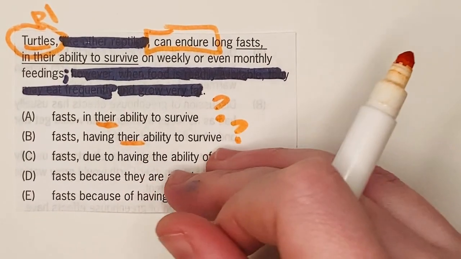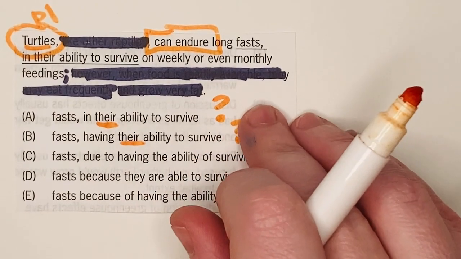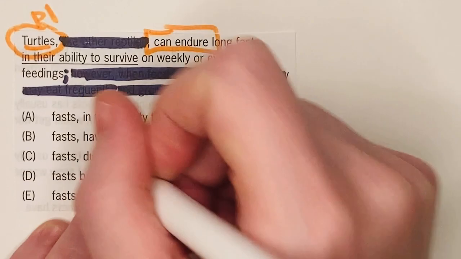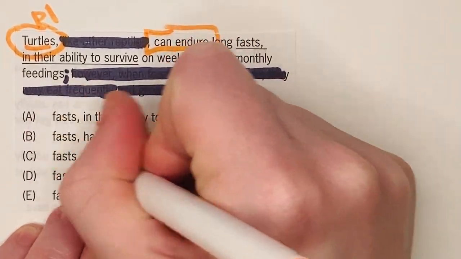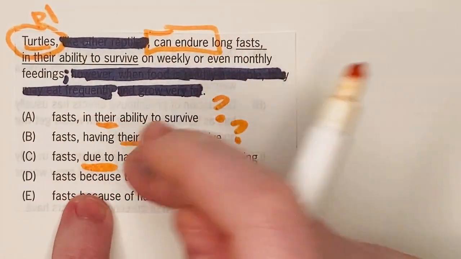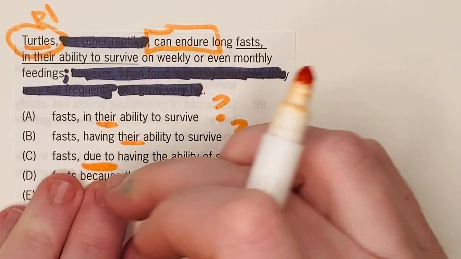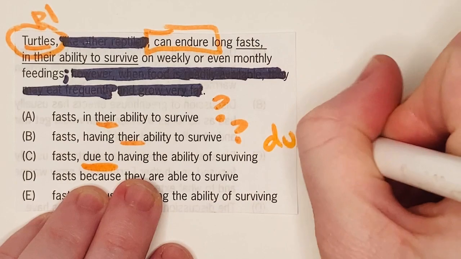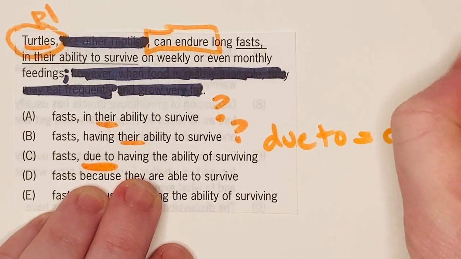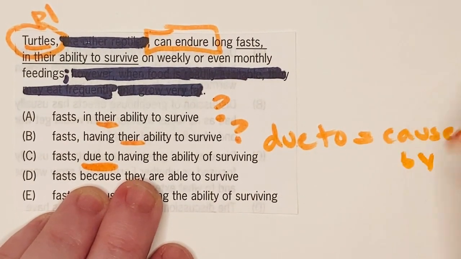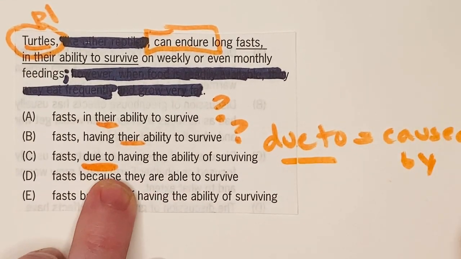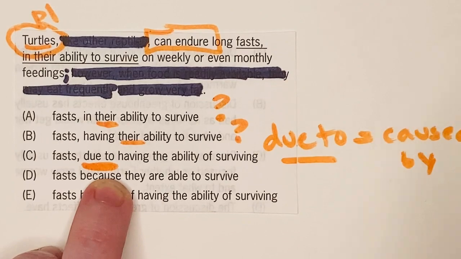Okay, this is just so terrible. I cannot let it stand. I cannot move on. I refuse to do it. So a couple of things here are incredibly important and come up quite a bit on the GMAT. So, due to means caused by on the GMAT. If you're ever not sure in terms of meaning whether due to could possibly be correct, replace it with caused by, read the sentence, and see how that sounds.